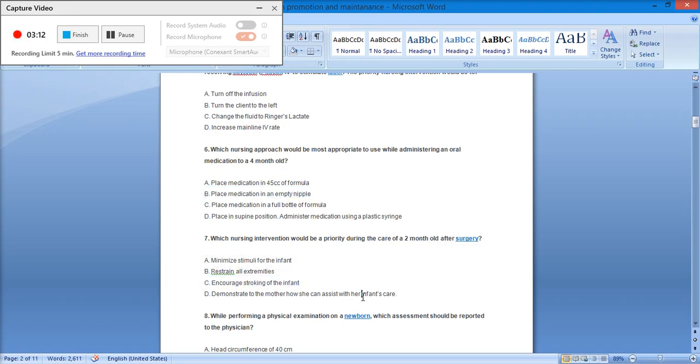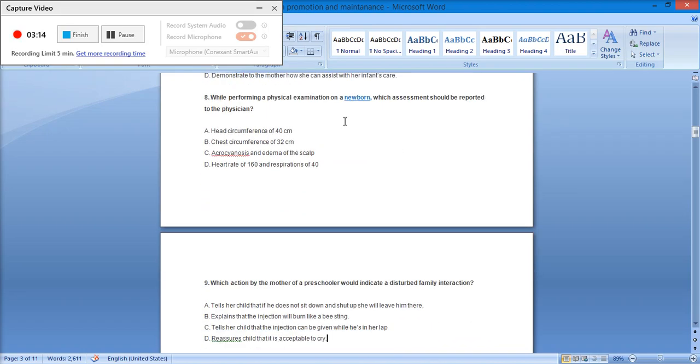While performing a physical examination on a newborn, which assessment should be reported to the physician? A. Head circumference of 40 cm. B. Chest circumference of 32 cm. C. Acrocyanosis and edema of the scalp. D. Heart rate of 160 and respirations of 40. The correct answer is A. Head circumference of 40 cm.